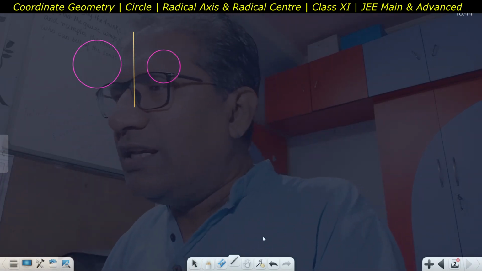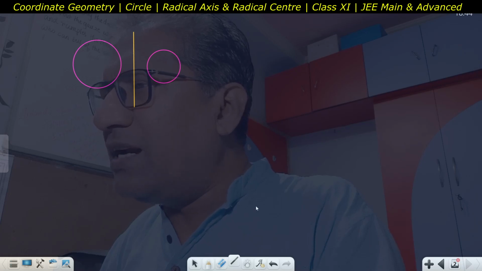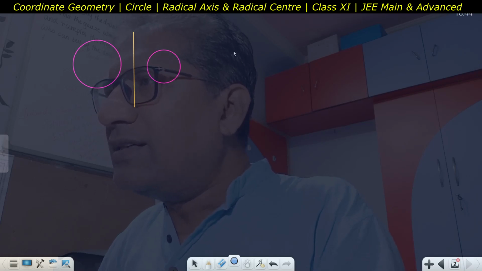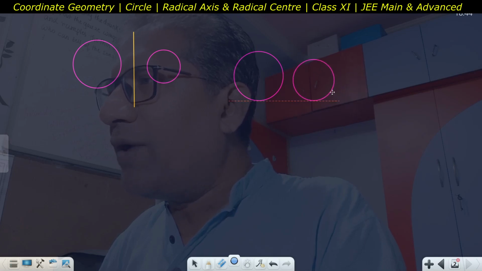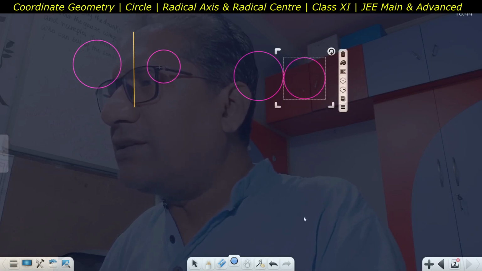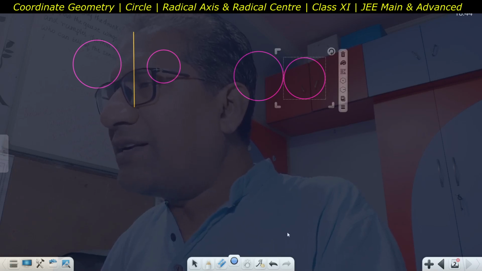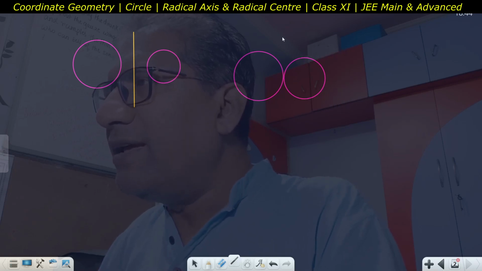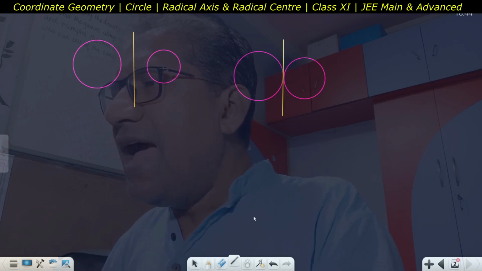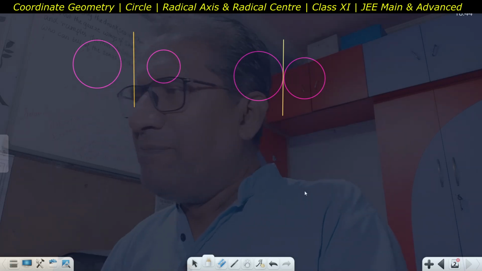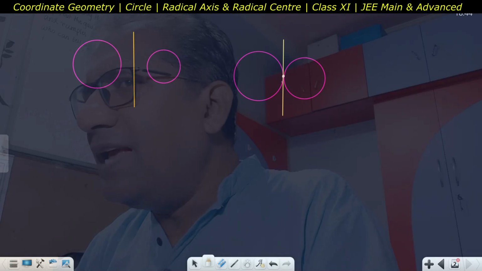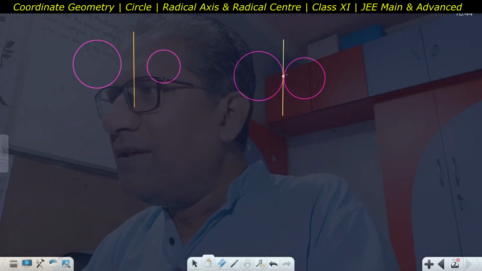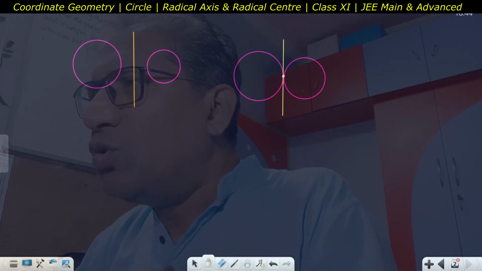Now suppose there are two circles which are touching each other. Okay? They're touching each other. In that case, the radical axis will be this line. Right? And if you observe, you will find that this line is basically the tangent to these two circles.